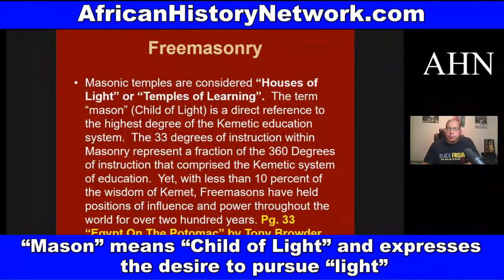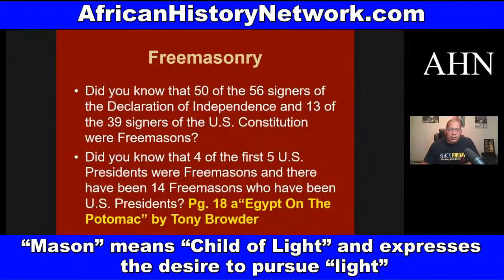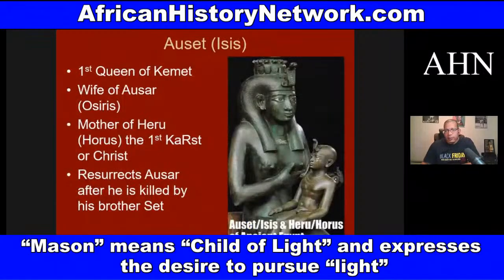All right, now, 50 of the 56 signers of the Declaration of Independence were also Freemasons, and 13 of 39 signers of the U.S. Constitution were Freemasons as well. So we deal with, of course, Set and Asar and Heru, different things like this. We'll talk about some of the different Neteru as well.